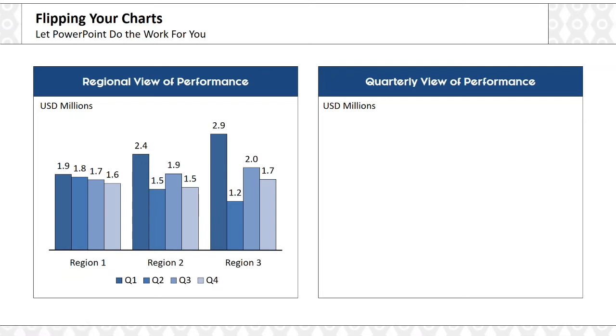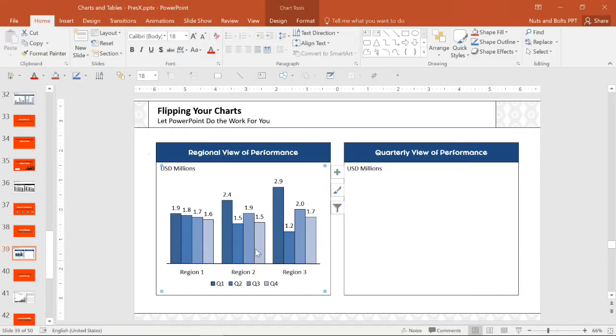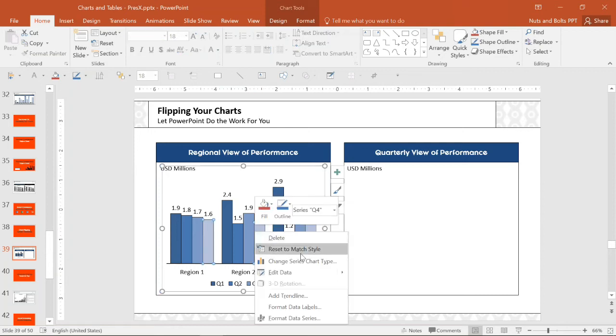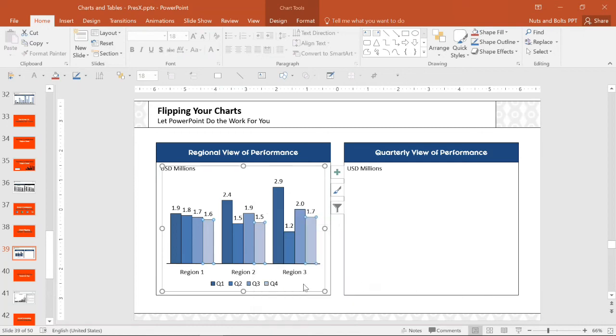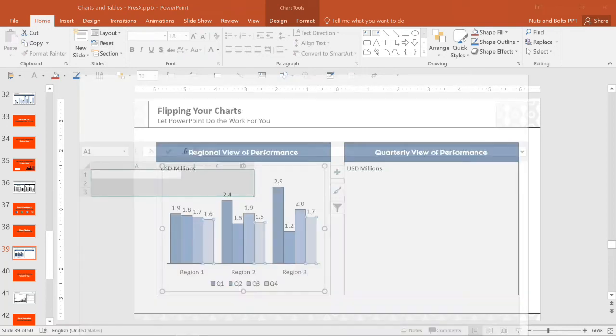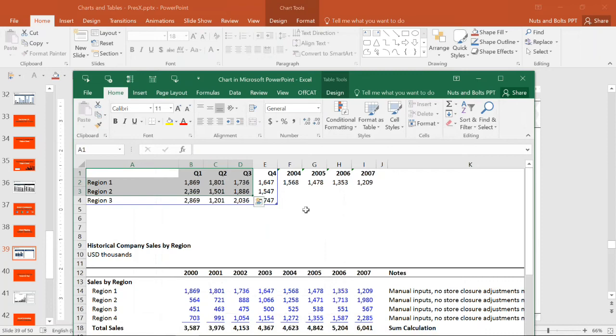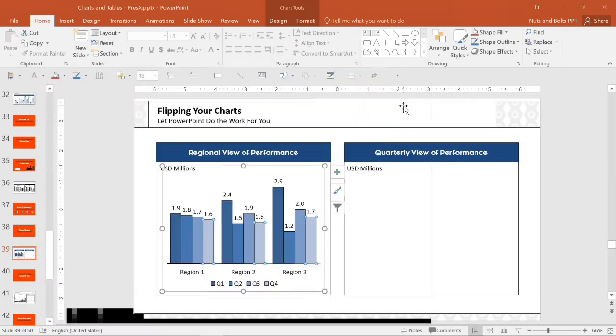And what most people will do in PowerPoint, if they wanted to flip this from quarters by region to regions by quarters, they would right-click, edit data in Excel. Excel would open up. They would go through all sorts of maneuvers to flip their data around and then look to see if they liked it. That's kind of standard procedure. That's a repetitive, annoying task, especially if you're doing this for lots of charts.